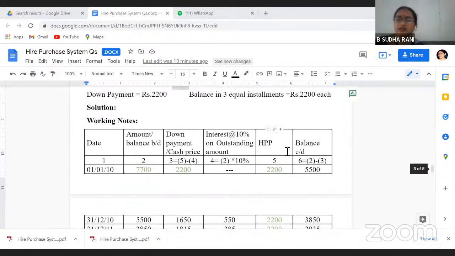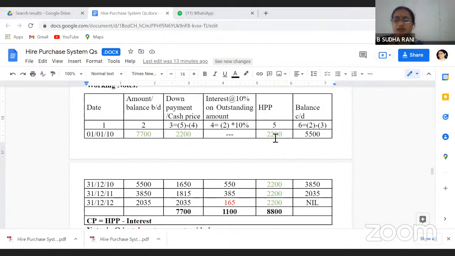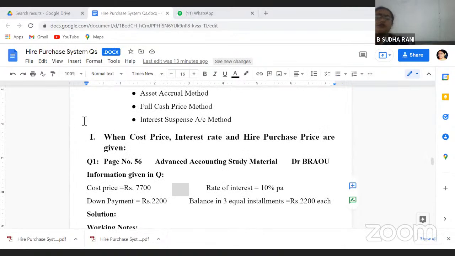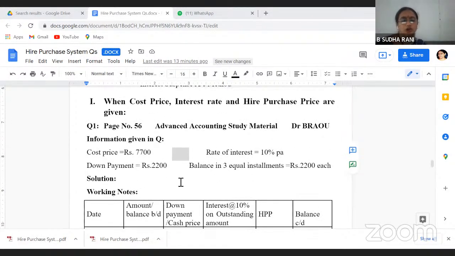See here in this table, hire purchase price 8,800, cost price 7,700. The difference between these two is going to be your interest amount. Now look at how to calculate this. You are supposed to calculate 10% interest, and that 10% interest will be calculated only upon the cash price. You are not supposed to calculate it upon the down payment.